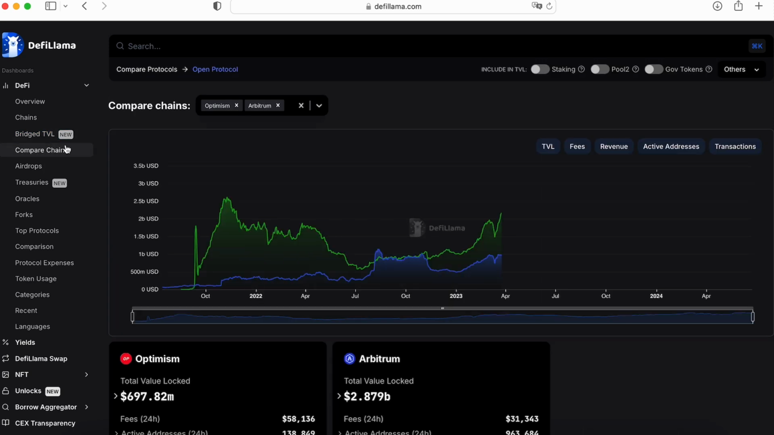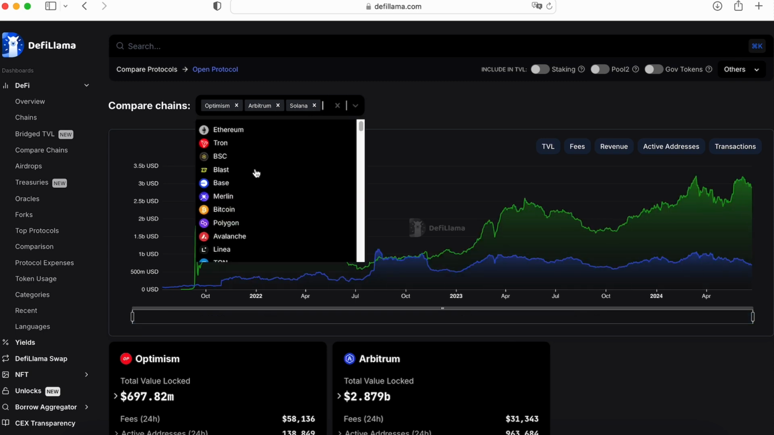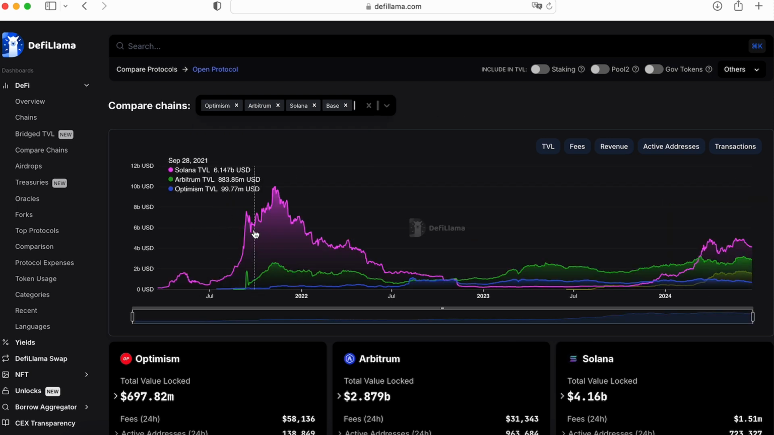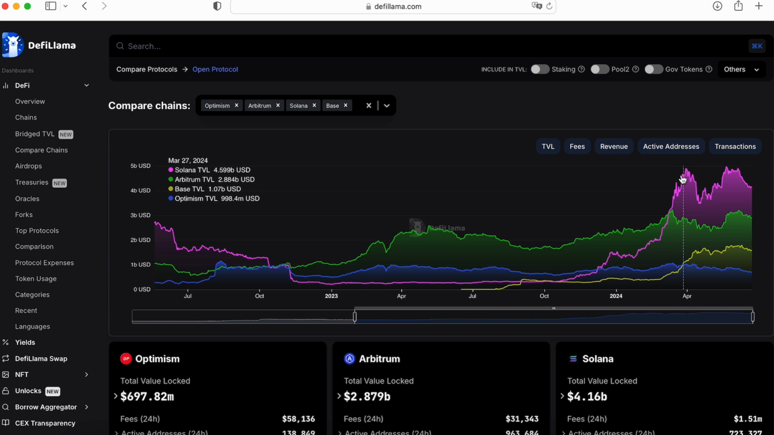Next one is Compare Chains. Basically, when you add some chains, for example Solana, let's add Optimism, Arbitrum, Solana, and let's add Base, you can find out the activity and basically the trend. So TVL locked in Sol, and we saw the hype around the meme coins on Sol. The more people start using a chain, like the Sol chain, the more the tokens on this chain will mostly pump. As you can see, the Optimism TVL is much lower. We don't see the hype around Optimism.